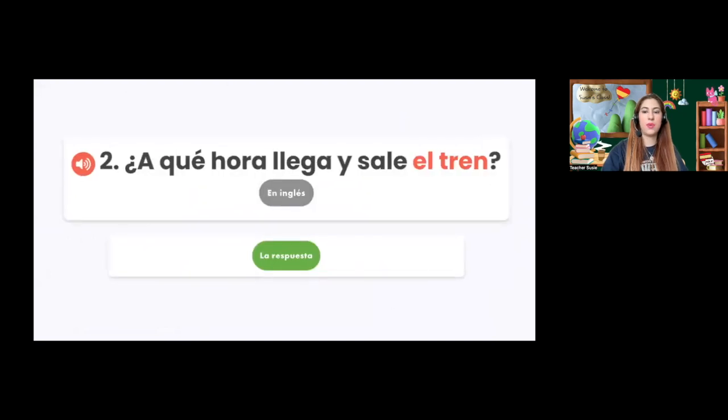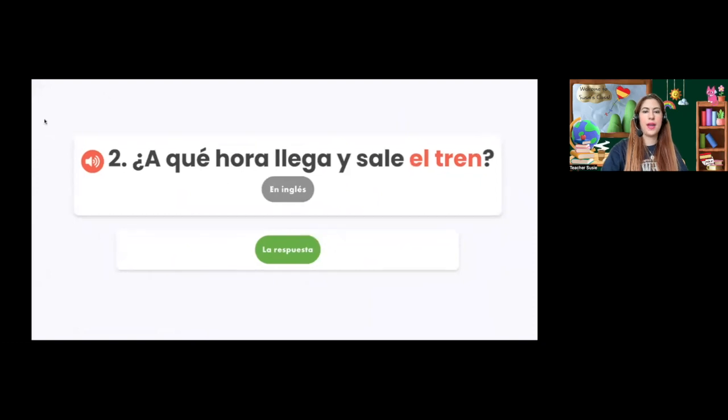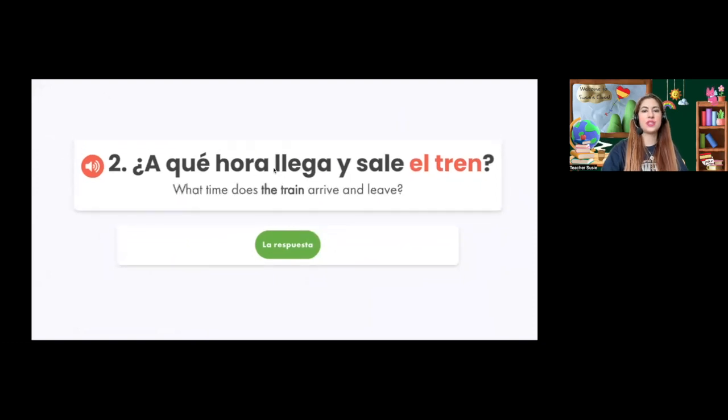Oh, this is an important one. ¿A qué hora llega y sale el tren? At what time does the train, el tren, arrive, llega, and leave, sale? ¿A qué hora llega y sale el tren? At what time does the train arrive and leave?